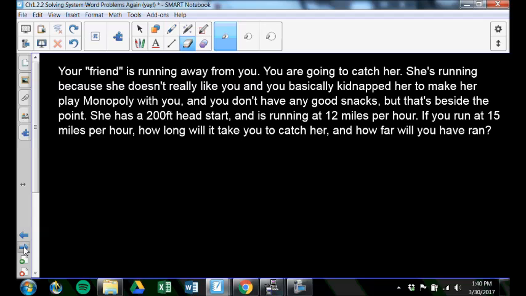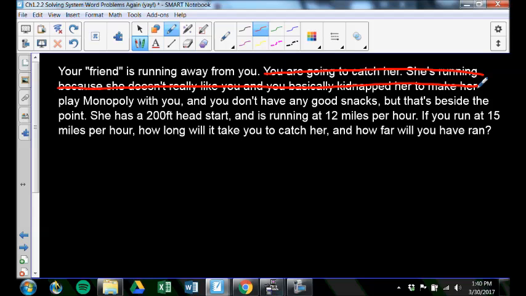She has a 200-foot head start and is running at 12 miles per hour. If you run at 15 miles per hour, how long will it take you to catch her, and how far will you have ran? Well, first of all, as much fun as this stuff is, it doesn't matter. Let's just get rid of all this. In fact, even this, actually the fact that she's running away from you, this does matter, so I'm not going to delete that. She is running away from you. She has a 200-foot head start and is running at 12 miles per hour.